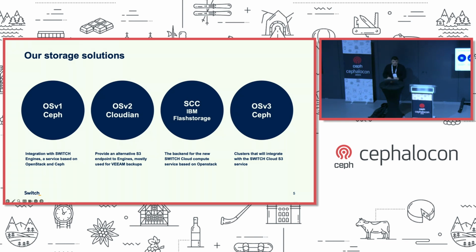Now, for our next iteration, we have the Switch Cloud portal, which is a service broker that gives different types of services, such as compute, S3, and Kubernetes as a service, using Kubermatic, for example. And we use 2 of those, which is the Switch Cloud Compute. This is based on IBM Flash Storage, and this is to integrate with OpenStack to be able to provide volumes, images, multi-attach volumes, etc. And then this is the main point of the presentation, the Object Store version 3 that we have developed, which is to provide the S3 service for the Switch Cloud platform.